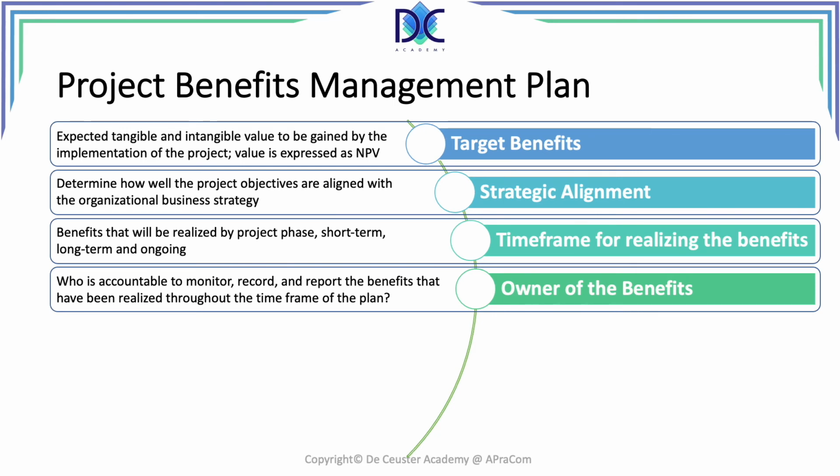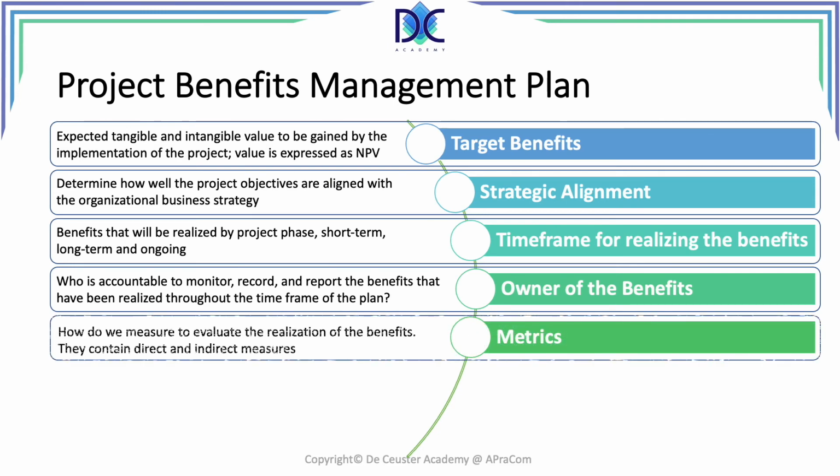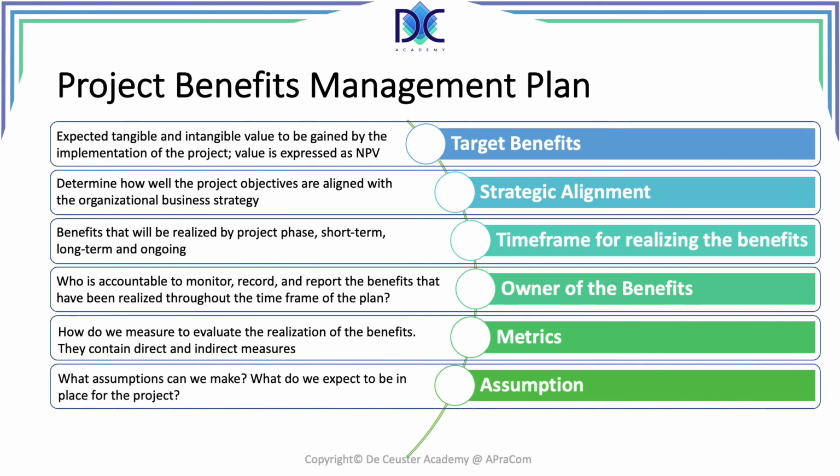We may have some milestones there, and we want to realize some benefits by the time we reach those milestones. We also have metrics. How do we evaluate those benefits? We may have direct and indirect measurements. We can see what are the elements that had to be implemented, what is the cost, how are people feeling about it. So there are different metrics that we can use, direct and indirect measures.